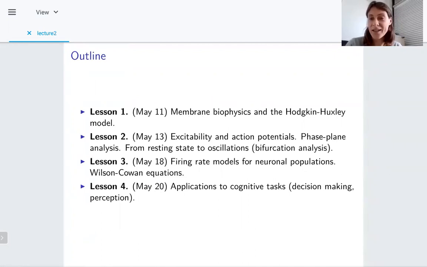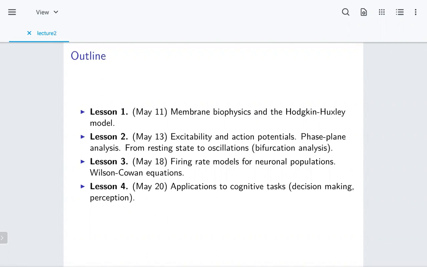To start, let me recap what was the program for this mini course. In the previous session, I explained a little bit about the membrane biophysics for the neuron, and a very classical model that constitutes the paradigm to describe or to design any model for a spiking neuron. And today I want to analyze this model and tell you about what is the output of this model, and what type of properties they have.